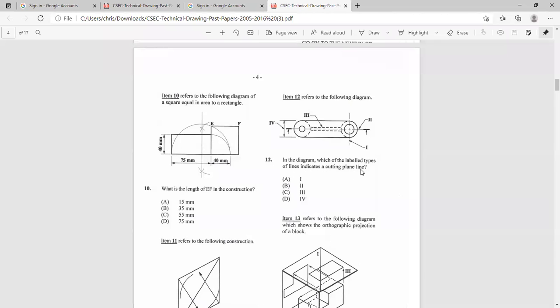For this one, in the diagram, which of the labeled types of line indicates a cutting plane line? A cutting plane line is a line that cuts through a figure. So it would have to be this one. It's a cutting plane line. This is a center line. This is a dimension line, hidden detail line, cutting plane line. One is a center line, and 2 is a cutting plane line. So 2 would be the cutting plane line. This one right here, B.